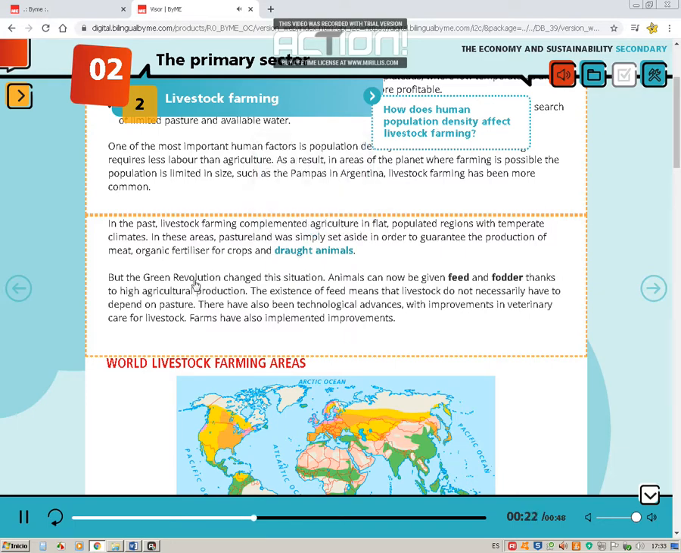But the Green Revolution changed this situation. Animals can now be given feed and fodder thanks to high agricultural production. The existence of feed means that livestock do not necessarily have to depend on pasture. There have also been technological advances, with improvements in veterinary care for livestock. Farms have also implemented improvements.